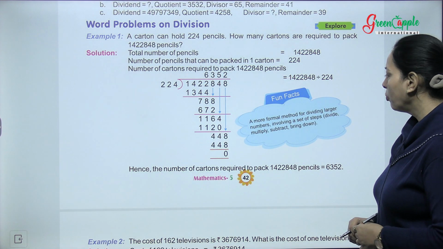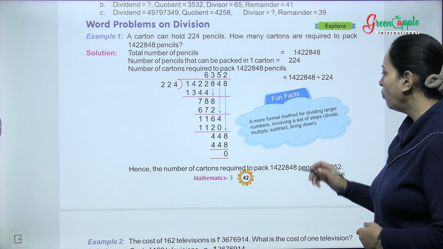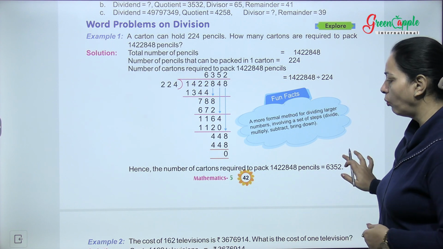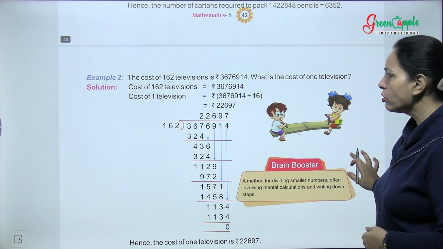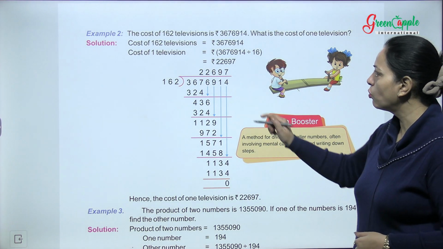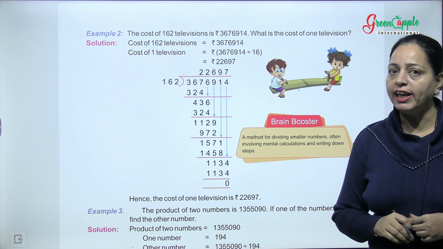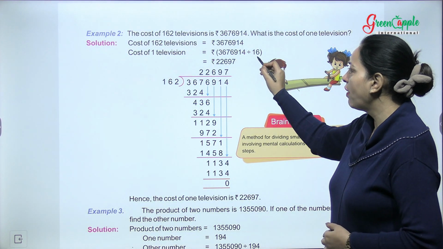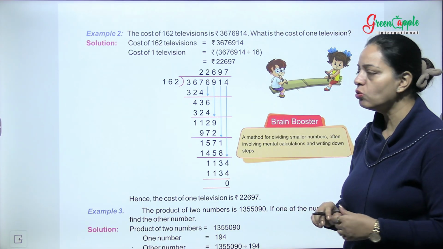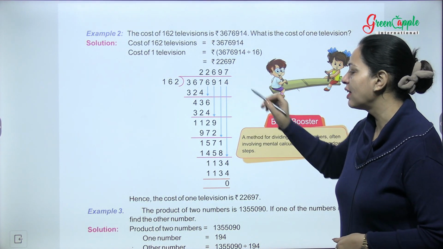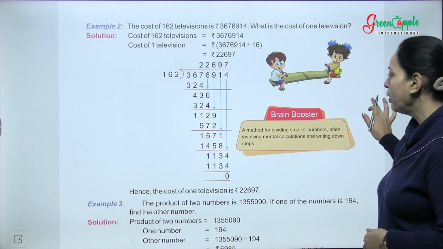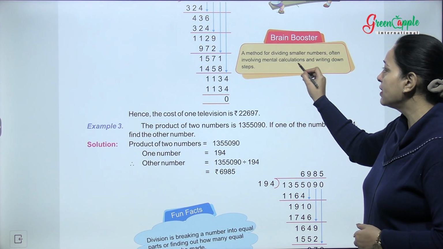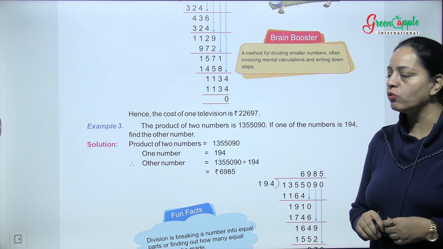Fun facts: a more formal method for dividing larger numbers involving a set of steps: divide, multiply, subtract, bring down. Now example 2, the cost of 162 televisions is this many rupees. What is the cost of one television? It would be less, which means division. So total cost divided by 162, so we can divide it. So this is the answer, right? Now brain booster, a method for dividing smaller numbers often involving mental calculations and writing down steps.